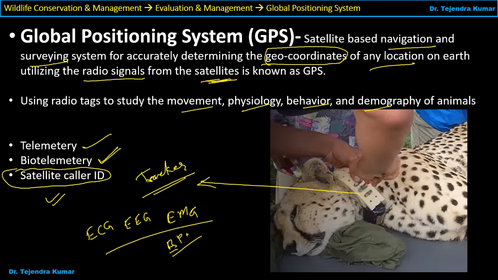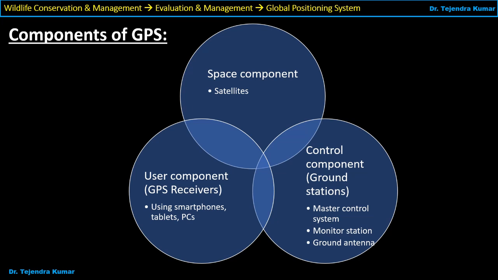Anytime, we can track everything: its movement, its physical activities, its health, everything can be monitored by this. This is happening by the GPS, actually. So this is the GPS. Now let's see the components of the GPS. GPS has three major components.